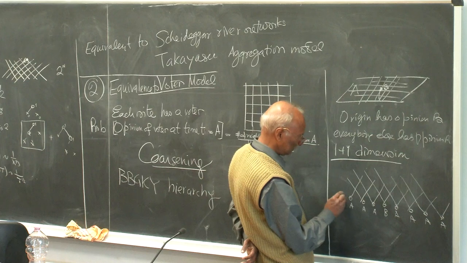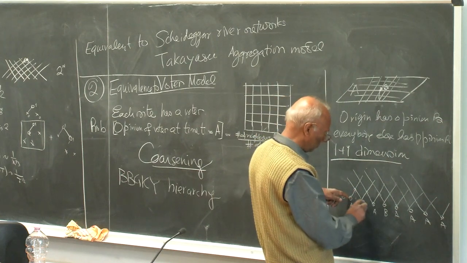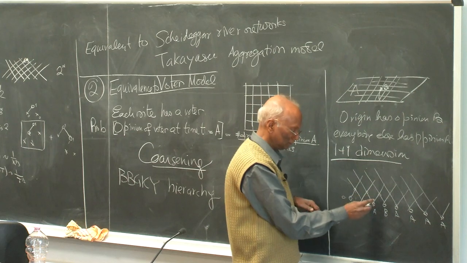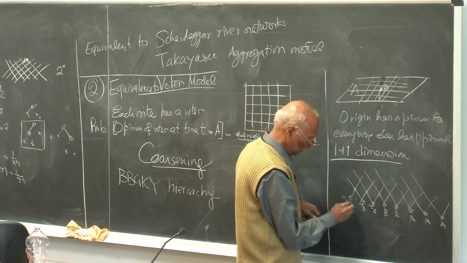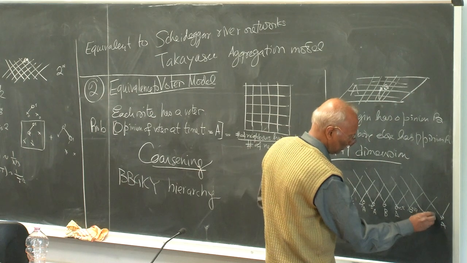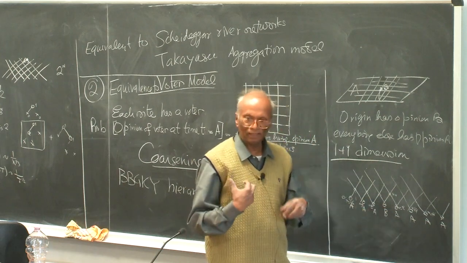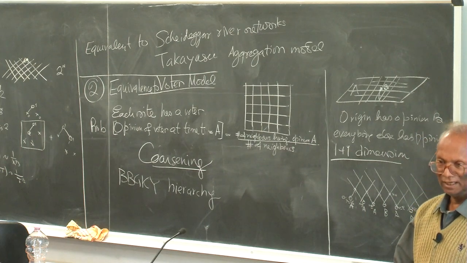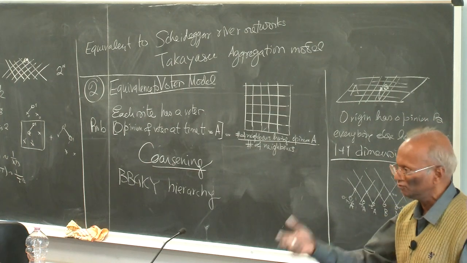So these are the even sites and these are the odd sites, at time t equal to 0. These have opinion A, these have opinion B. Now this site is x equal to plus 1, and the even sites are x equal to 0, plus 2, plus 4, plus 6, minus 2, minus 4, minus 6, and so on. It has these two neighbors, and I want to find its opinion at time t equal to 1. So it will look at its two neighbors and count how many of them have opinion B, divide that by 2, and that gives its probability of picking that opinion.